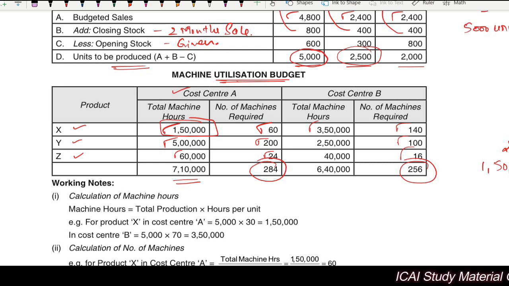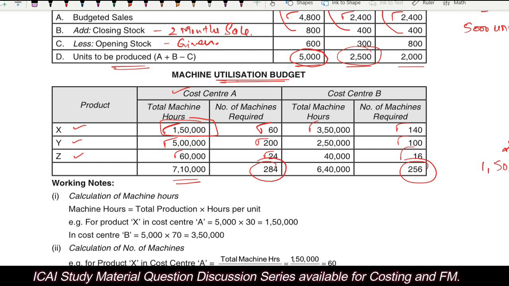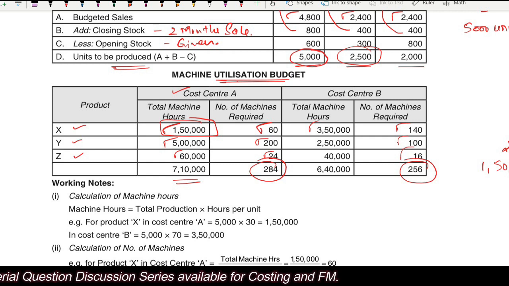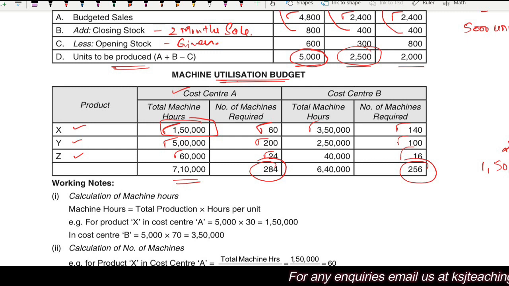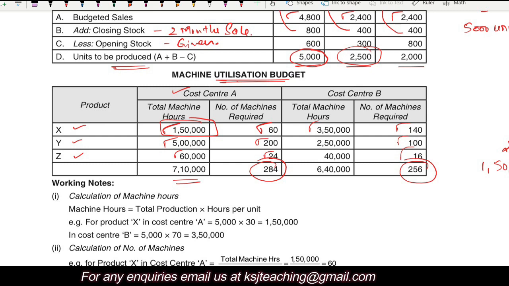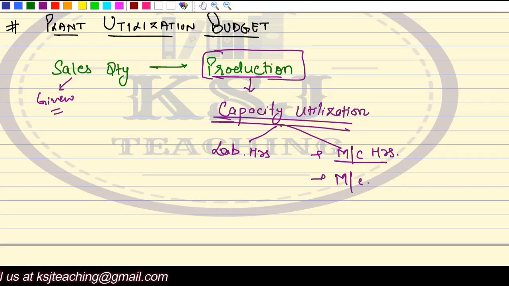Isn't it simple? So this is the plant utilization budget: depending upon the number of units that you want to produce, you will decide upon the capacity utilization of your plant, how much of your plant will be utilized, how many machines and how many machine hours will be utilized. All these things you decide in this one, right? So we are done with this plant utilization budget.